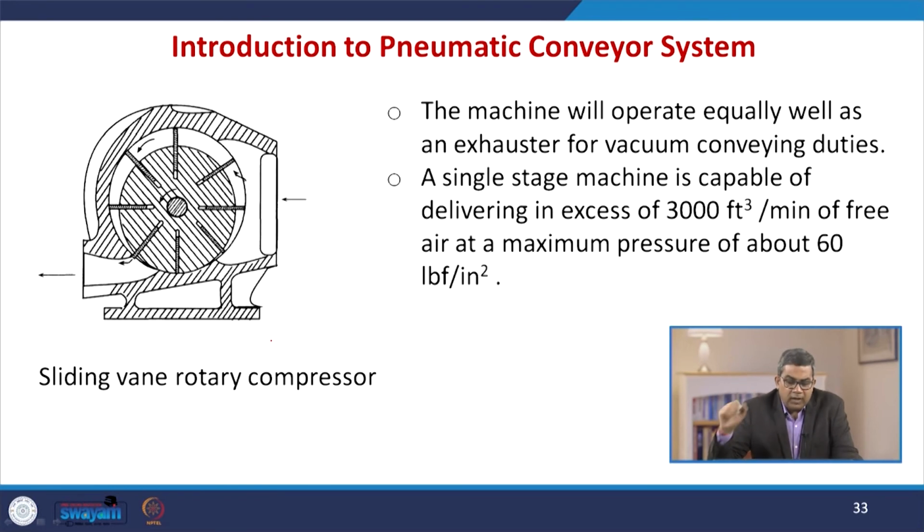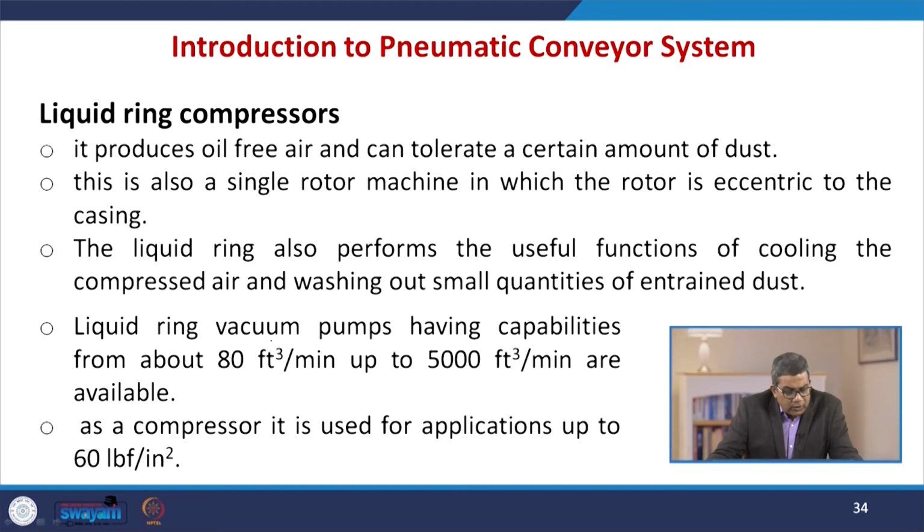Now, when we talk about pneumatic conveying systems, the machine will operate equally well as an exhauster for vacuum conveying duties. A single stage machine is capable of delivering in excess of 3000 cubic feet per minute of free air at a maximum pressure of about 60 pounds force per square inch. Let us talk about the liquid ring compressor.